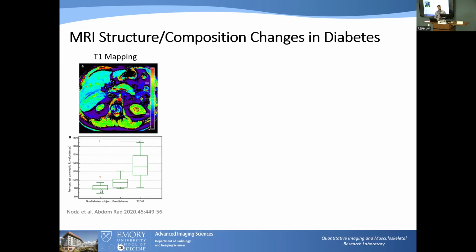And these are plotted, averaged over the pancreases of these different groups: non-diabetic, pre-diabetic, and type 2 diabetic patients. And you can see that the T1 significantly increases with the appearance of disease, likely reflecting changes that are happening at that structural level of the pancreas.